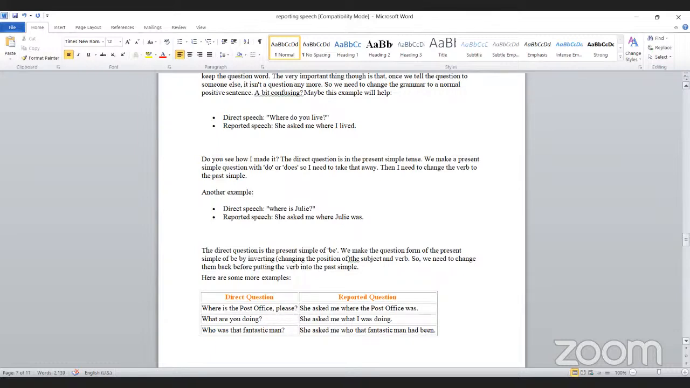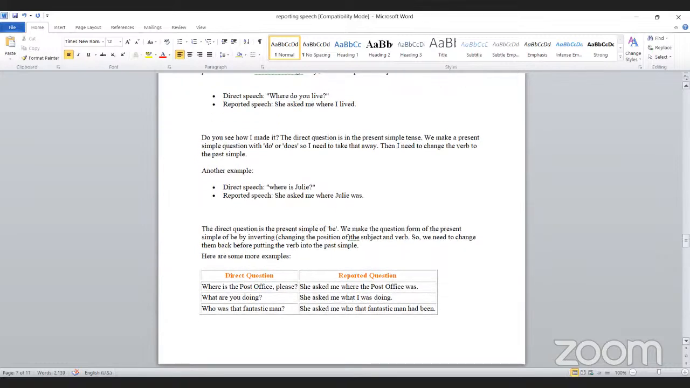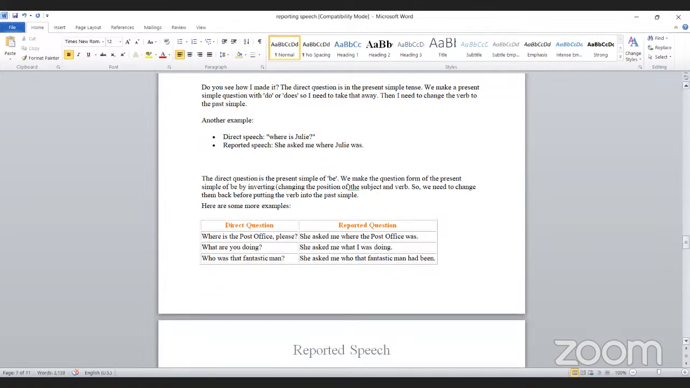You might tend to make errors because you are writing in a pressure situation. So here you have some examples. Where's the post office, please? She asked me where the post office was. What are you doing? She asked me what I was doing. Who was that fantastic man? She asked me who that fantastic man had been.